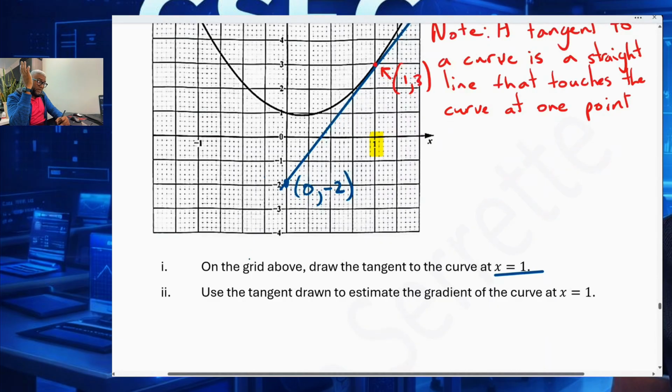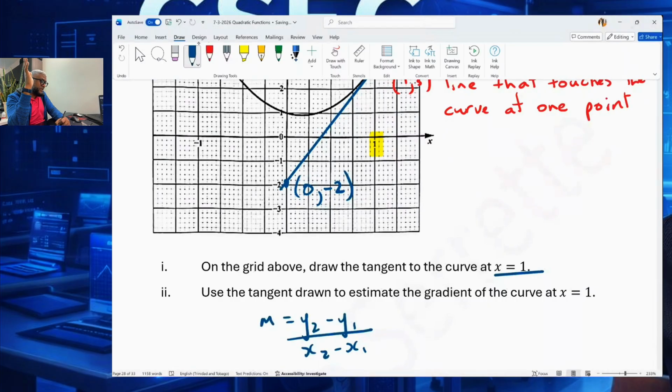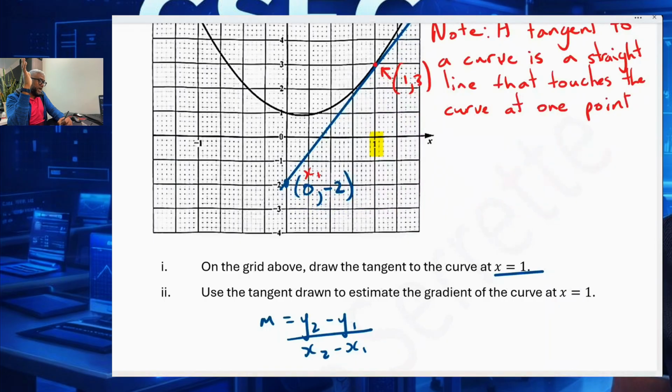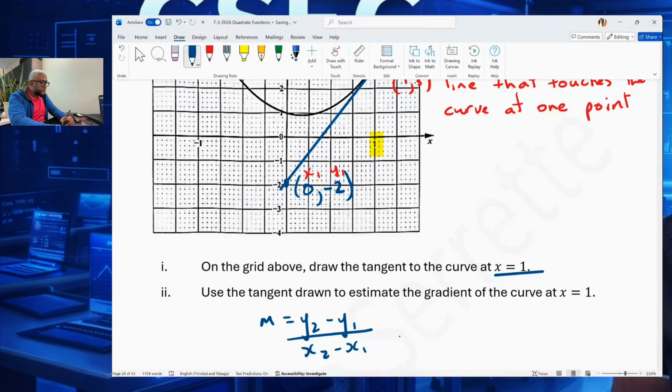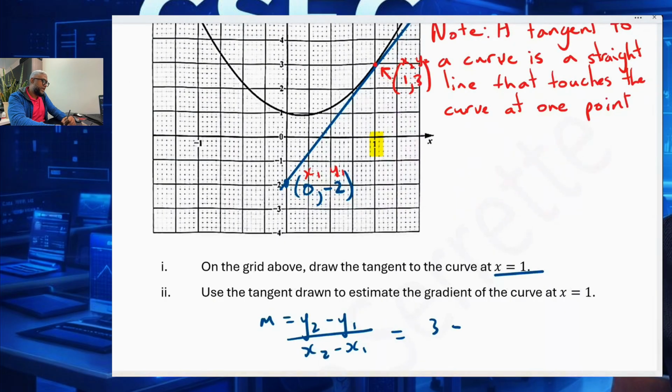If you don't know the formula for the gradient of a line, I'll write it here: y2 take away y1 over x2 take away x1. That's foundation, right? Those are these coordinates here. So this will be equal to y2, which is 3, minus y1, which is -2, all over x2, which is 1, minus x1, which is 0, right?